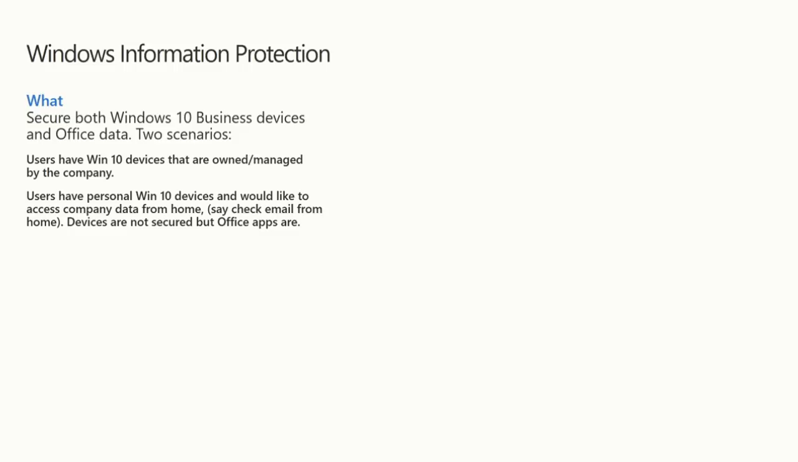Now, I want to talk about a new feature we call Windows Information Protection. What is Windows Information Protection? Basically, we want to secure data on your Windows device, Office data on your Windows device. That's essentially what we're trying to do. We're trying to help the admins, the small business admins, to ensure security of their data.